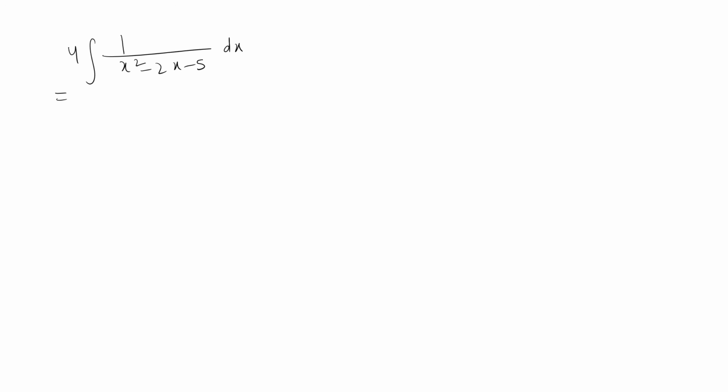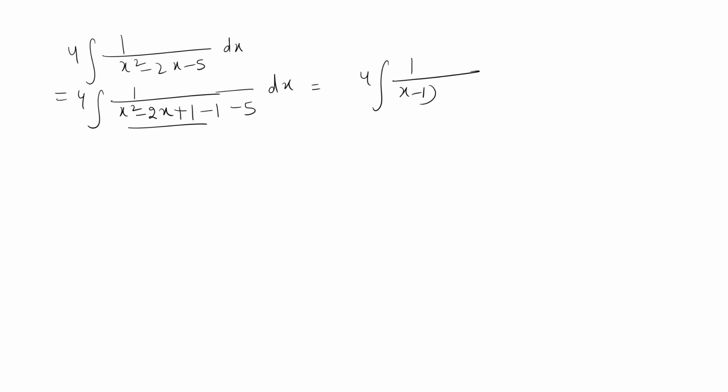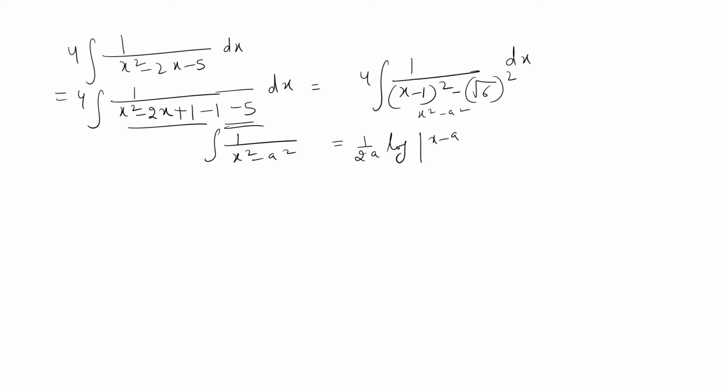So this is 1 upon quadratic. Again I will write it as a perfect square. Minus 2x, half of the coefficient is 1, so 1 square is 1, minus 1 and minus 5. So this is going to be 4 times 1 upon x minus 1 whole square minus root 6 whole square, because I have to express it in the form x square minus a square. The formula I have here is the integral of 1 upon x square minus a square, which is 1 upon 2a log mod of x minus a upon x plus a plus c.